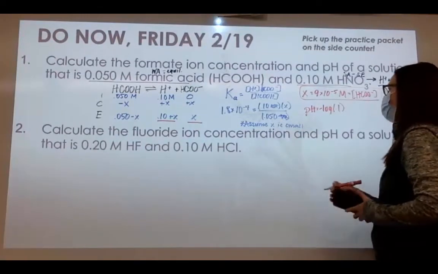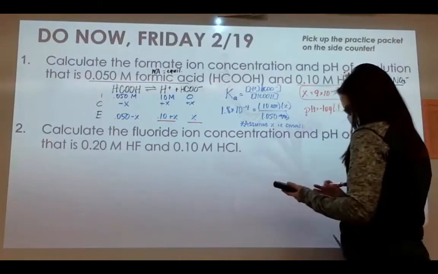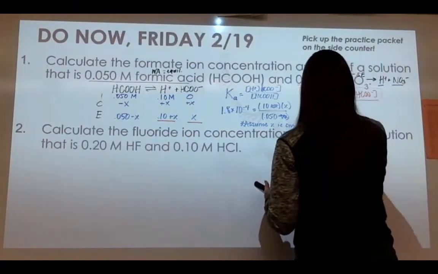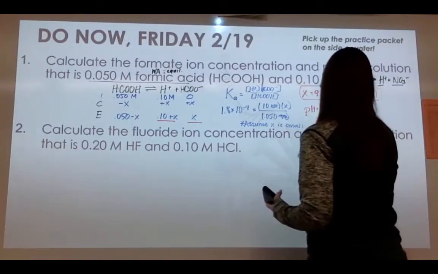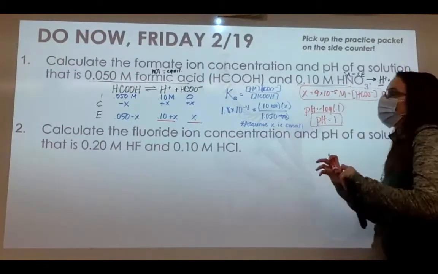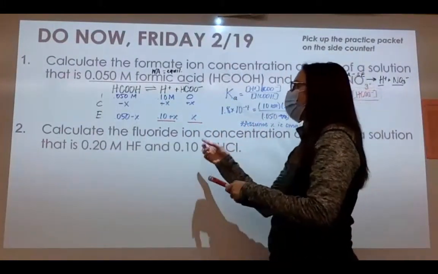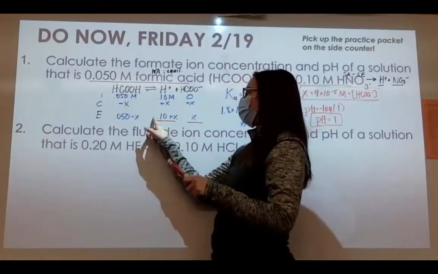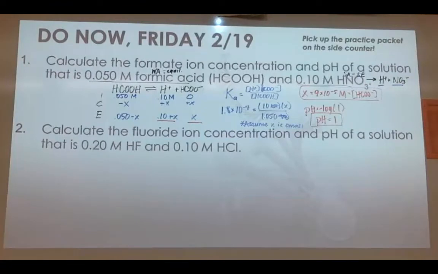pH equals negative log of 0.1. So we get pH, that's 1 times 10 to the negative first, so pH is 1. So this is a pretty acidic solution, which actually makes sense because even though we have a weak acid, look at the concentration of the H plus that's coming from the strong acid compared to the concentration of the weak acid. We have H plus that's coming from the strong acid, so the pH is 1.